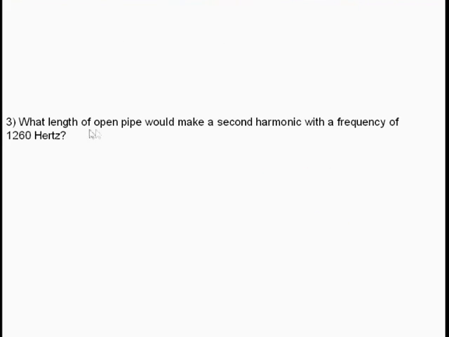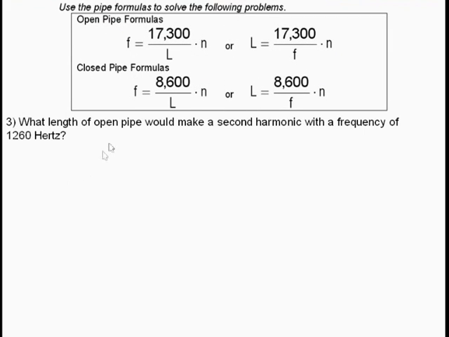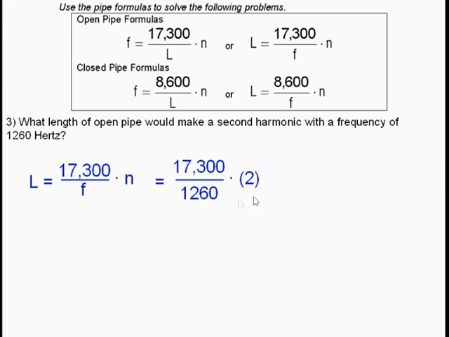Second problem, what length of pipe would make the second harmonic with a frequency of 1260 hertz? So for our formula, this time we need the open pipe, so it's going to be the top formulas. And this time they're asking for the length, so we want the L formula. So we're going to be doing this one. So we have two things to plug in. Our frequency is going to be 1260, and our harmonic number, n, is going to be second harmonic. It's going to be 2. So I got 17,300. We're going to divide by 1260 and then multiply by 2.